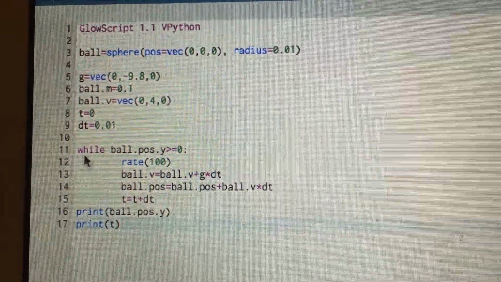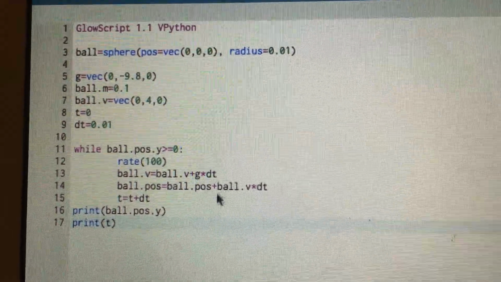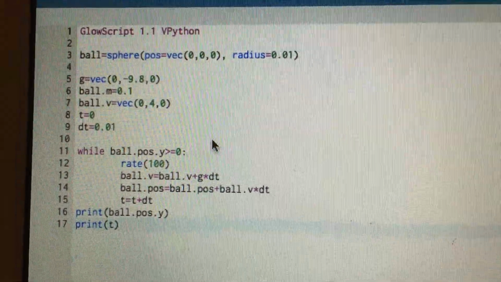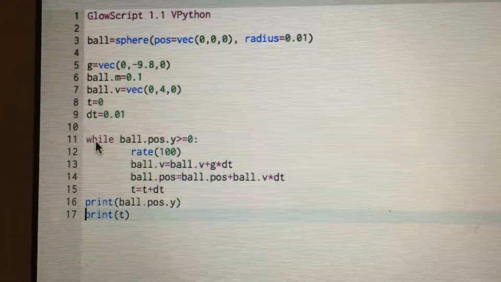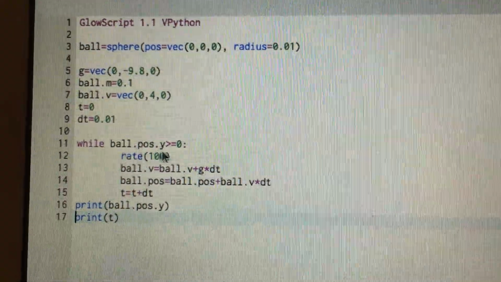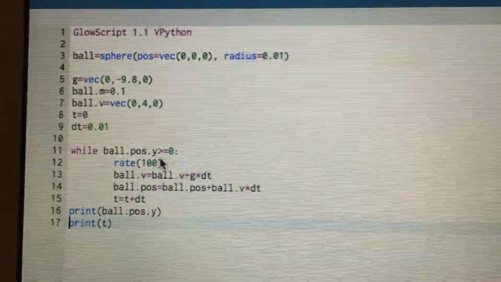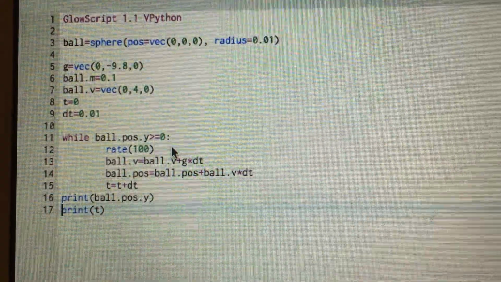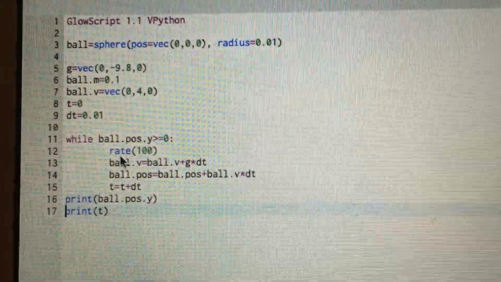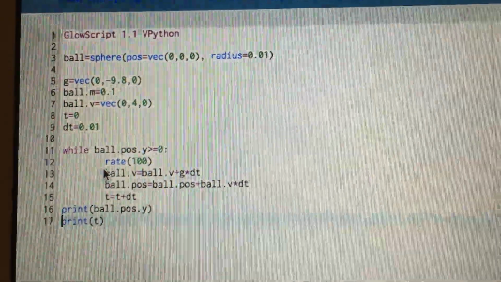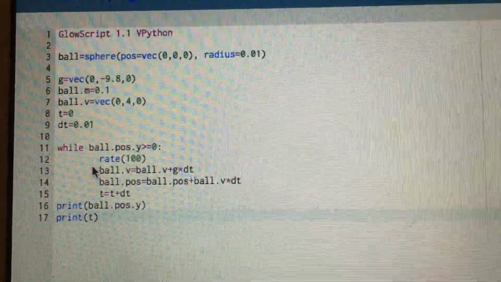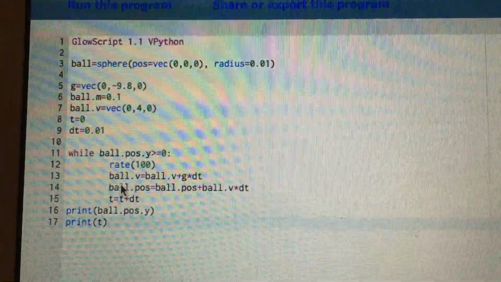This right here is your loop, and this is where your ball runs. So you have it, your ball, the program running all while the ball is in a position of y is greater than or equal to 0. The rate of 100 means that it will run no more than 100 times per second, 100 calculations per second.